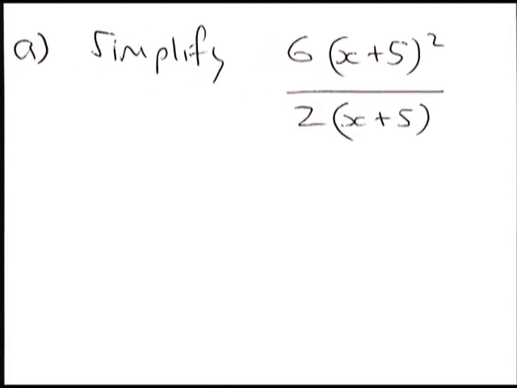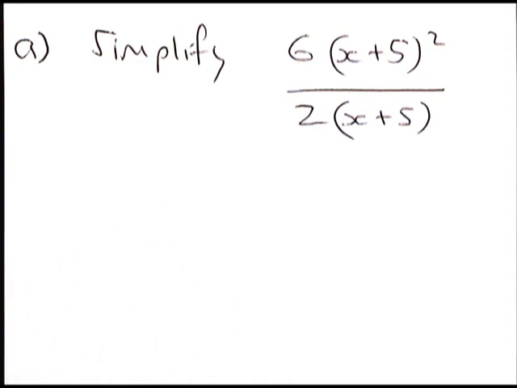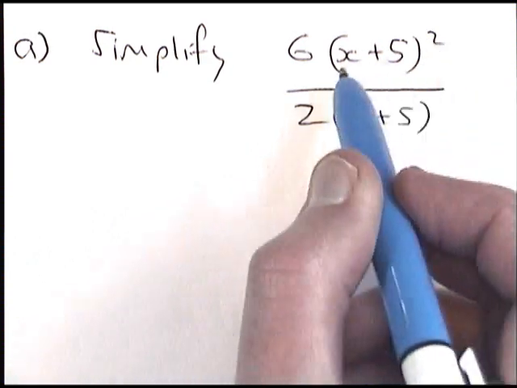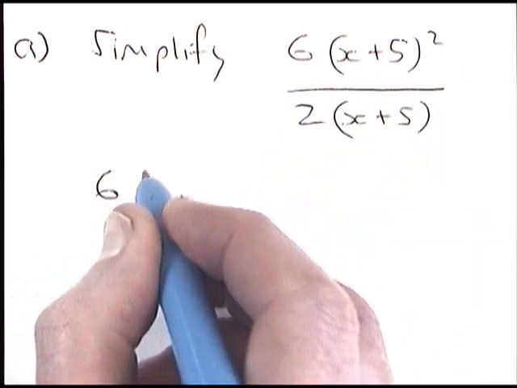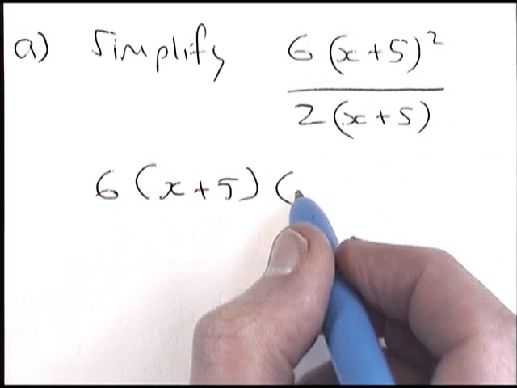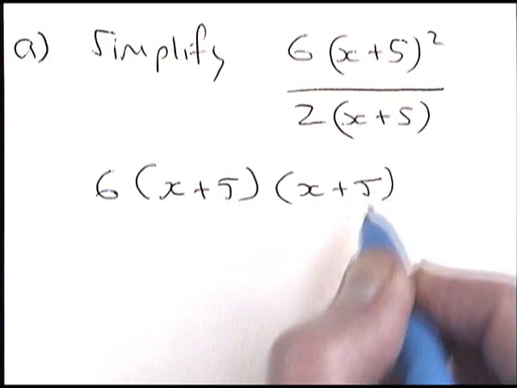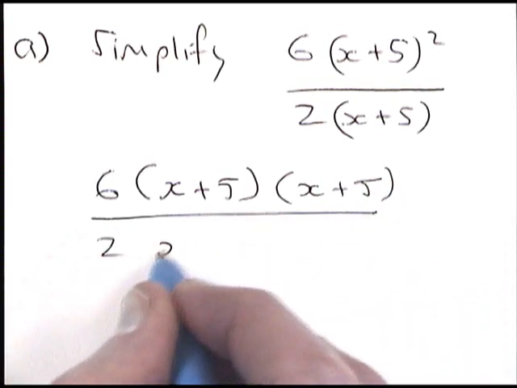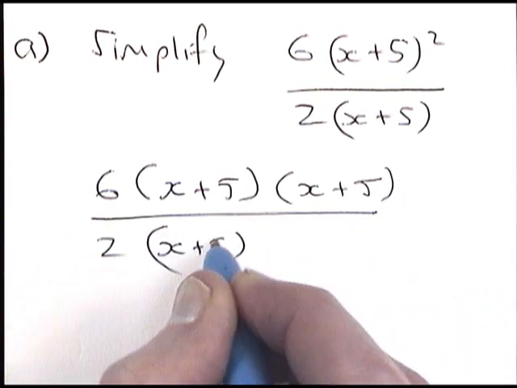Part A of this question asks you to simplify this expression, and it's worth 2 marks. You've got the same bracket on the top and the bottom, but the 2 up here means the bracket is squared, it's multiplied by itself. So you could write the top line out as 6 lots of x plus 5 times x plus 5, and the bottom as 2 x plus 5.